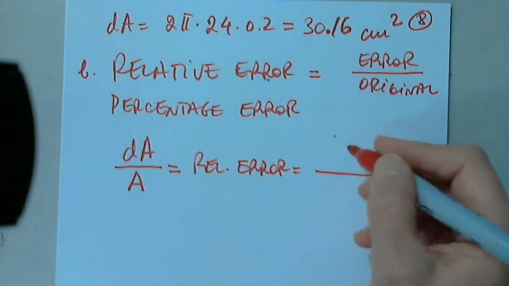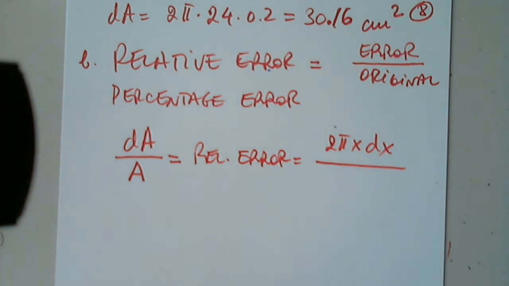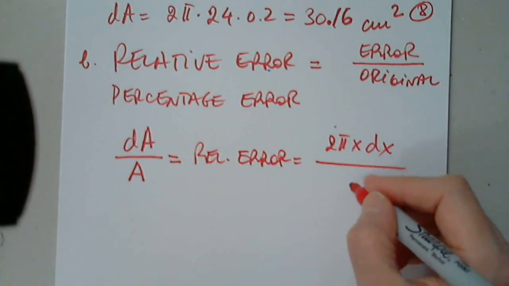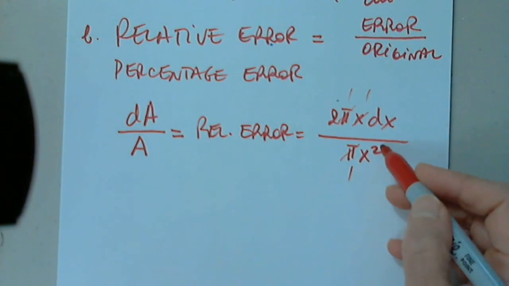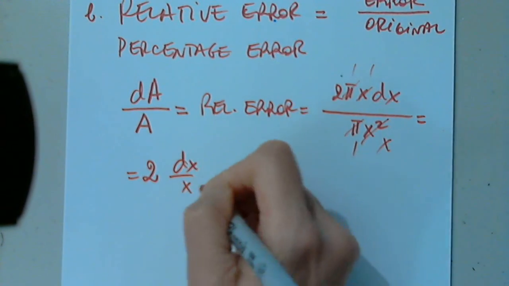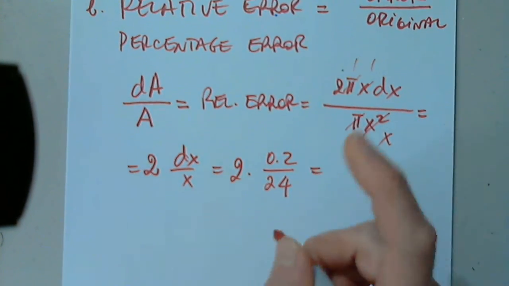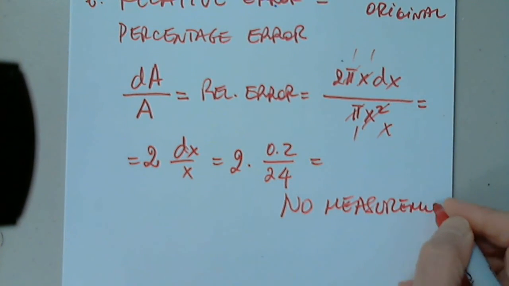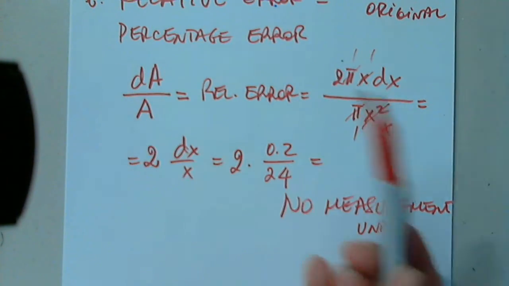dA is 2 pi x dx. A is pi x squared. Simplify, simplify. Twice dx over x. Twice 0.2 over 24. No measurement unit. How come? Centimeter squared over centimeter squared, no measurement unit.